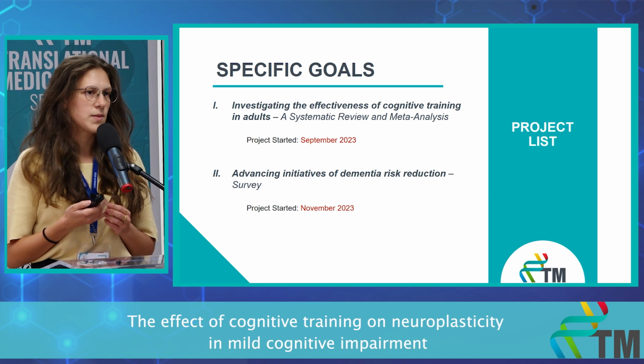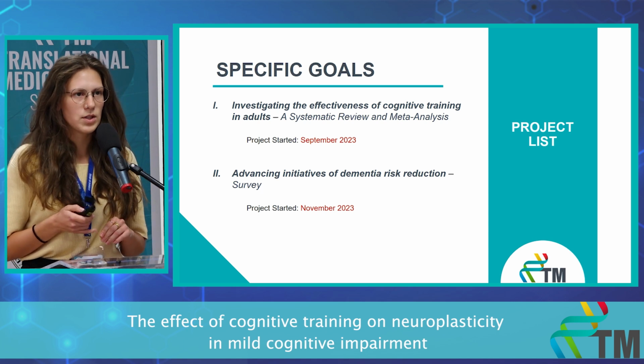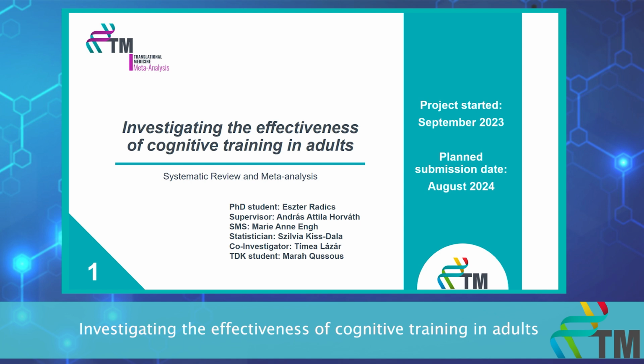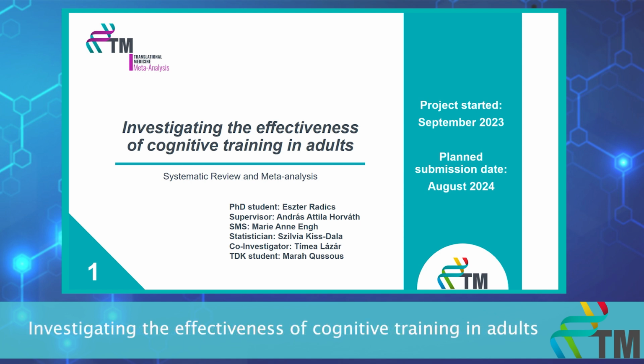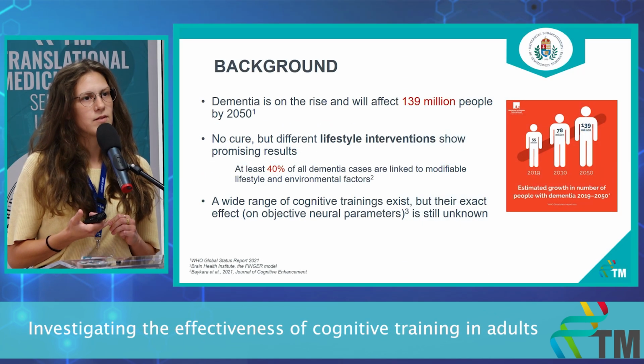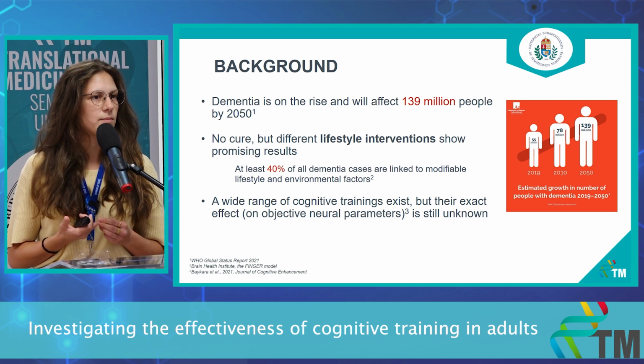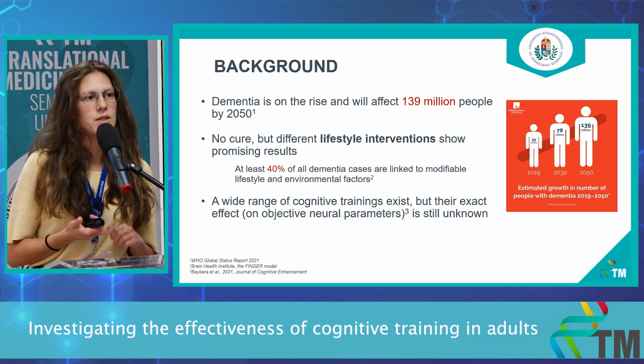Here you can see my specific goals. I have 2 ongoing projects. And let's jump to the first one, which is investigating the effectiveness of cognitive trainings in adults. So a little bit about the background. Dementia is on the rise and will affect 139 million people by 2050. There is no cure yet, but different lifestyle interventions show promising results.